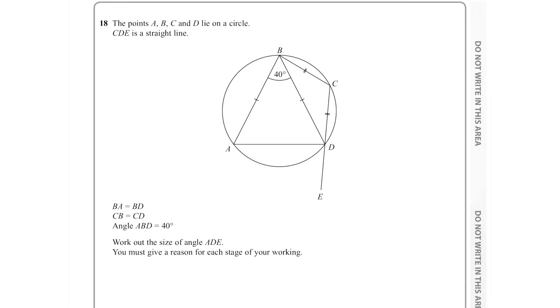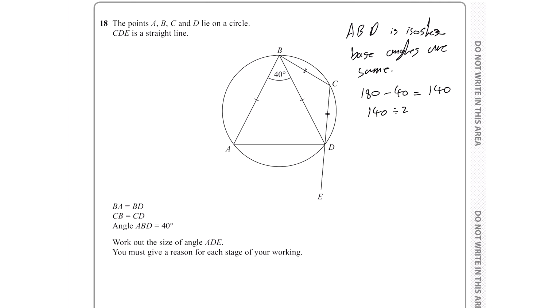So if we start by working out what we can, you want to leave an explanation for each step. So we have A, B, D. That's a triangle. It is an isosceles triangle. That means the base angles are the same. So we can do 180 take away 40. That means the sum of the base angles must be 140, and each base angle, divide that by 2, is 70. So that's 70 there, and 70 there.